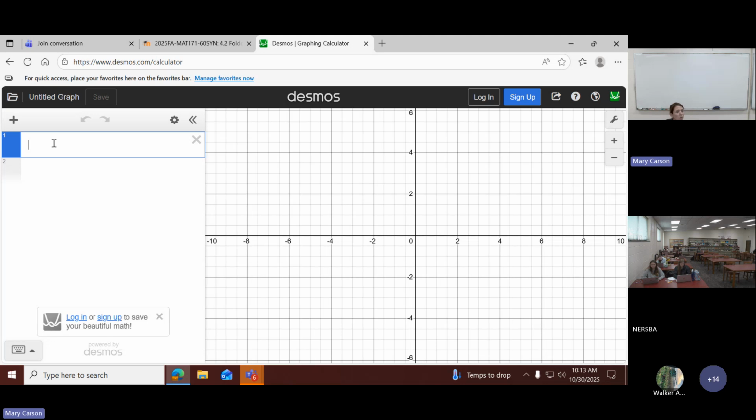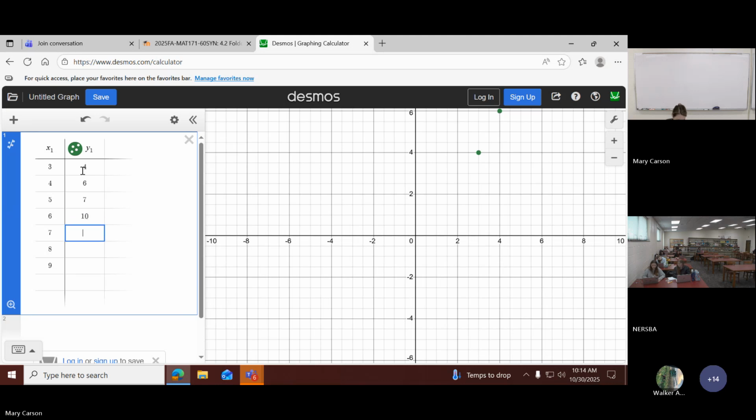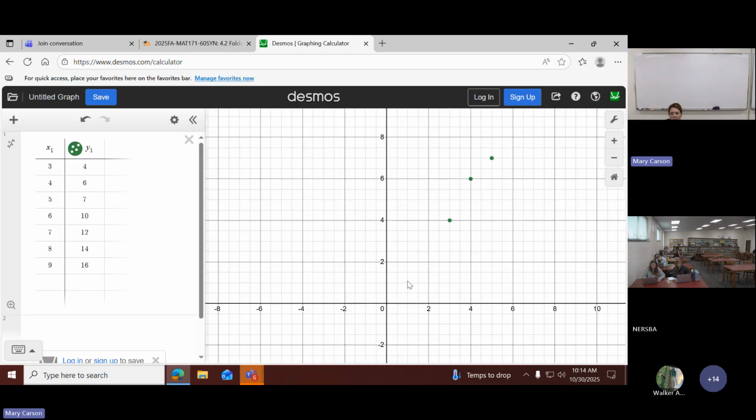All right, so to do this, we have to first go to our table, and we want a table of values. I'm going to go to table here, and we're going to input our values. I'm just going to pick one to do. Let's do 3, enter, 4, enter, 5, enter, 6, enter, 7, 8, 9. Okay. And then we're going to get rid of that one. And then on this side, I'm going to do 4, 6, 7, 10, 12, 14, 16. Okay. And you can see it over here.